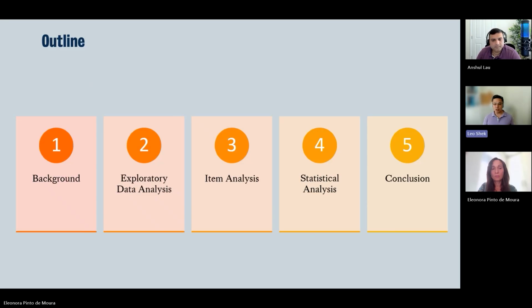Today we will split the discussion into the following structure. First, I'll tell you what we have done about the study and the diagnostic test design itself. Then Eleonora will start with some exploratory data analysis and item analysis. Then we will move on to the statistical analysis to provide the results, what we can find from the data we collect, and of course that will lead to our conclusion.